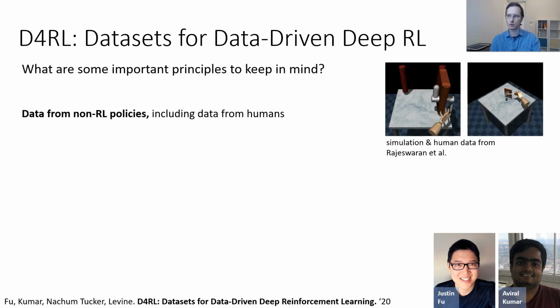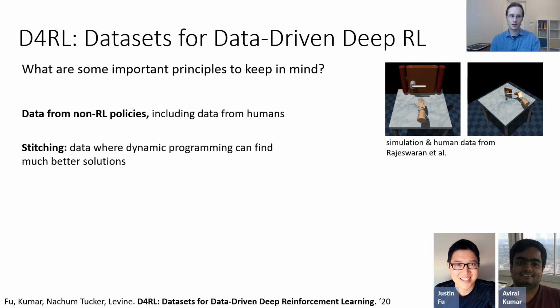So one of the things we made sure of in D4RL is to include behaviors where the behavior policy is not an RL policy. For example, we included a dataset based on the dexterous manipulation tasks proposed by Rajeswaran and colleagues that actually used human data from a data glove to generate the data.